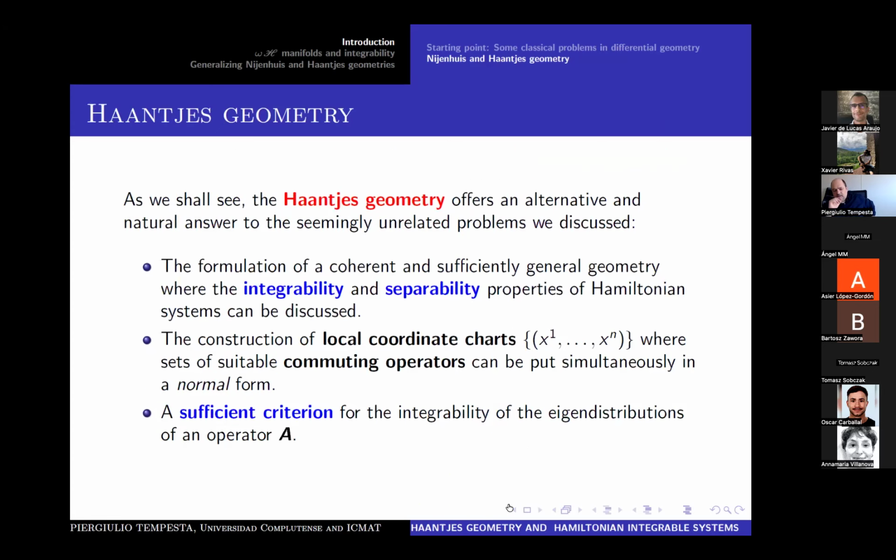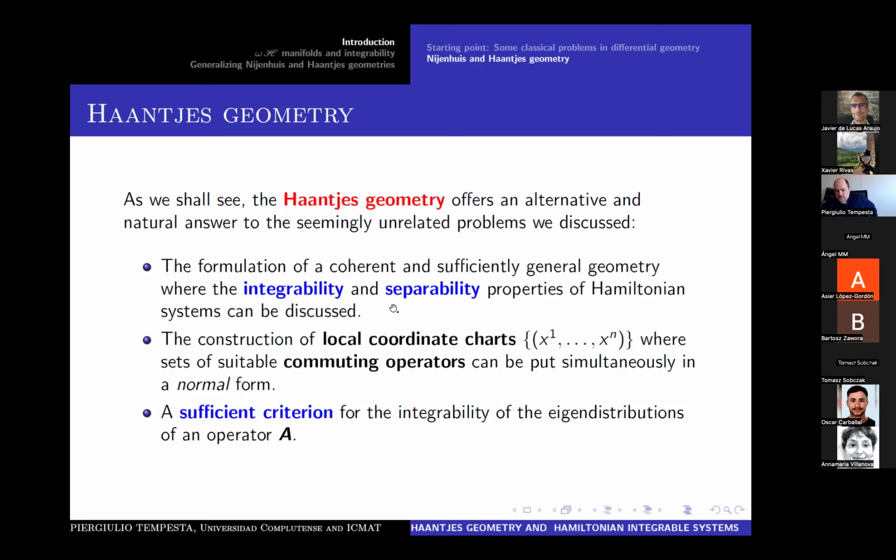Okay, and now let's go to Nijenhuis geometry. Indeed, Nijenhuis geometry offers an alternative answer to more or less the same questions, which is quite general. So this is simply one more geometry that answers the same question, but I think it has several advantages.